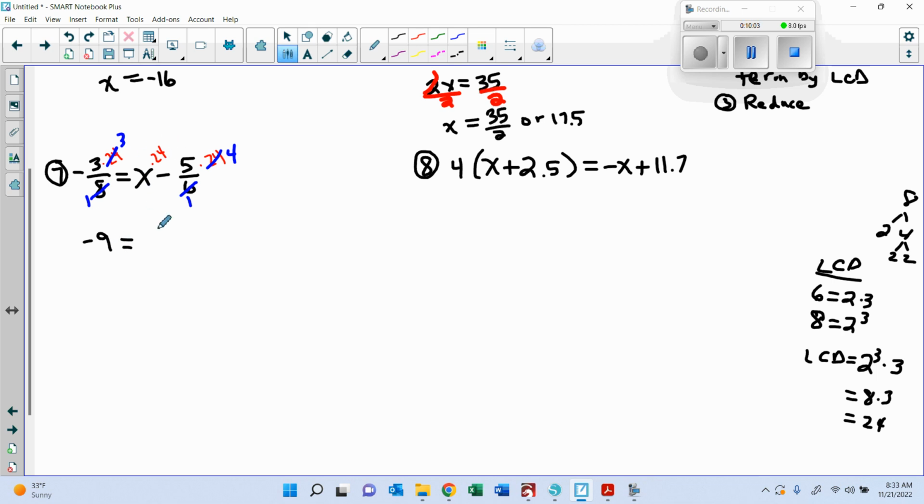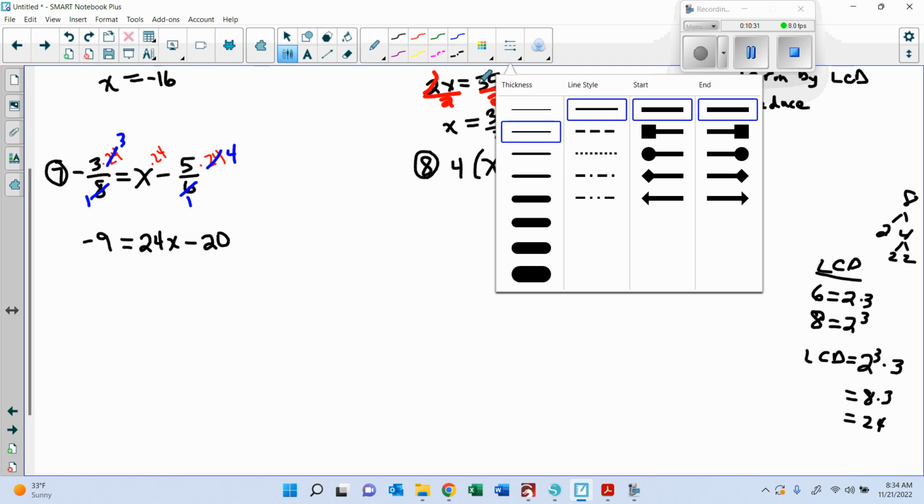This term is just 24x because I don't have any denominator to simplify. That's just 24x. And then here I just have a 5 times 4. Just make sure you keep that minus sign. So it's minus 5 times 4, or minus 20. Now the problem is so much easier. It looks just like a normal problem now. So now you just solve it like before.